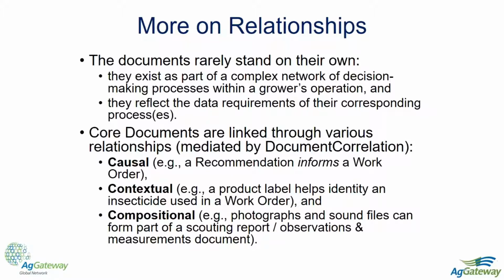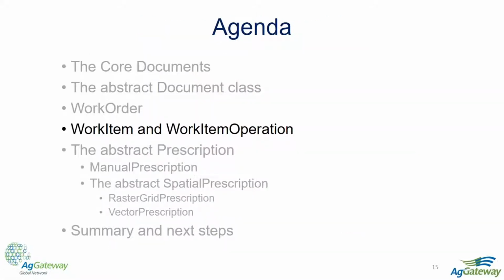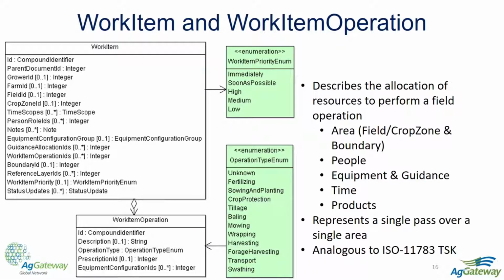Okay, so this slide summarizes what was just said, that the documents rarely stand on their own. They exist as part of a complex network of decision-making processes within the grower's operation, and they reflect the data requirements of those corresponding processes. So now let's dive a little deeper into work item and work item operation. And I apologize for the busy slide, but there's a lot of interesting things to discuss here.